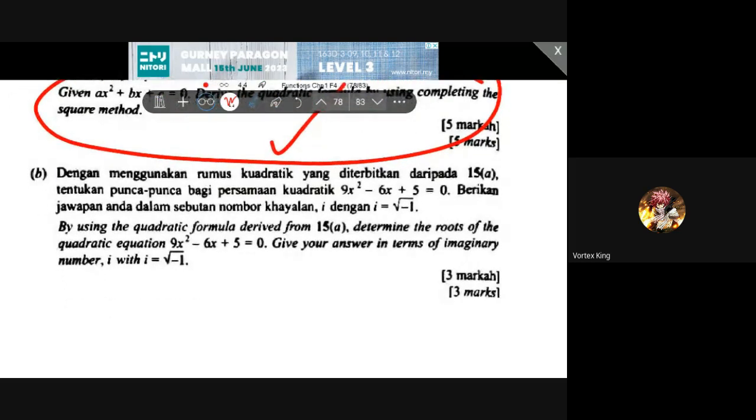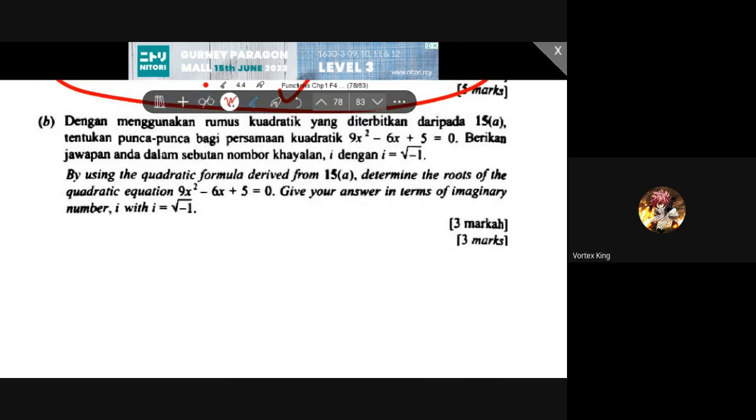Yeah, unique. Come, focus. Don't talk about all this. Later, I'm scared you don't know how to do this. Hope so lah. Maybe get free ticket or what. Okay, come. This question B now. Same state, Selangor, I think. Okay, by using the quadratic formula derived.